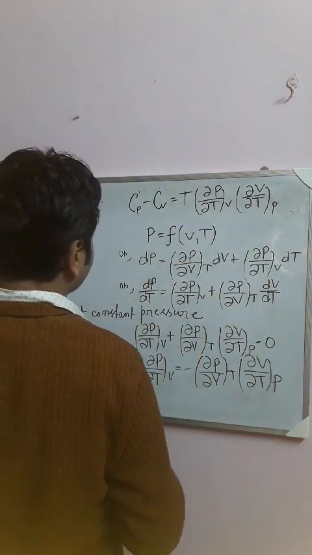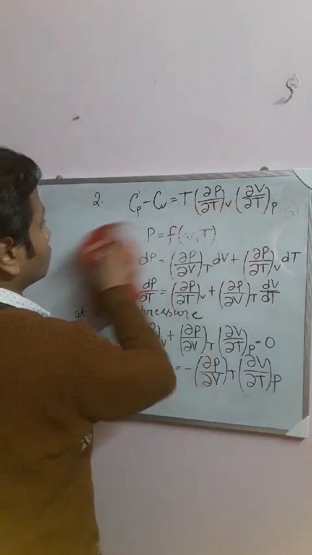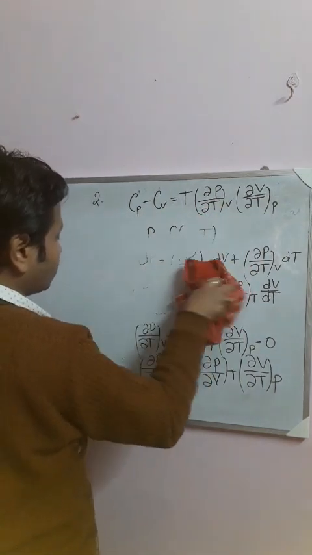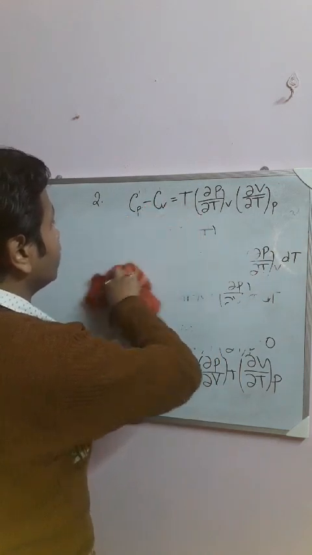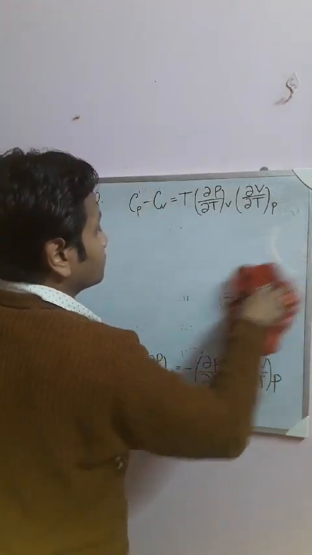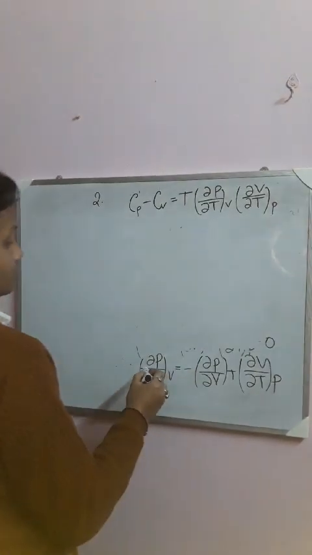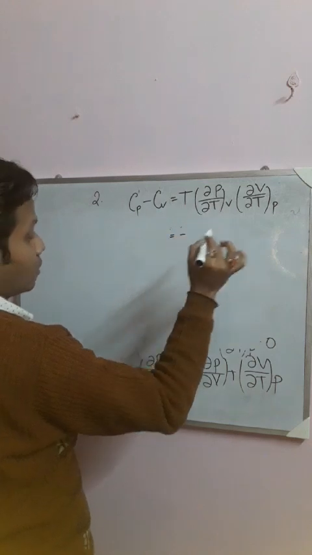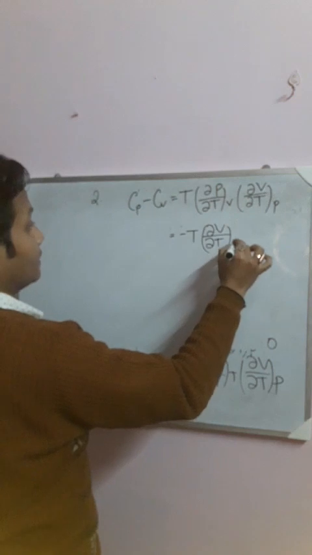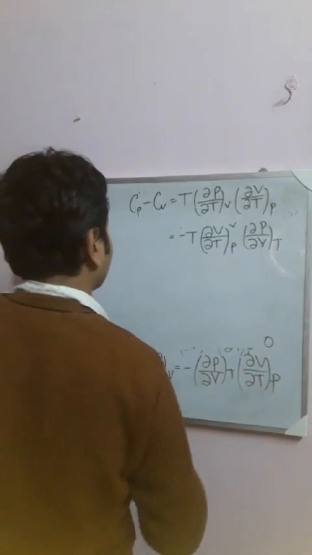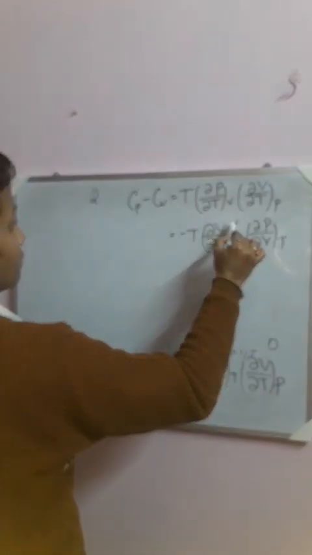So let's see what happens. I don't erase the last line because I will require it. If you substitute this value of del P del T at constant volume, then T into this term becomes a square, and this is nothing but del P del V at constant temperature. So this is the square term.